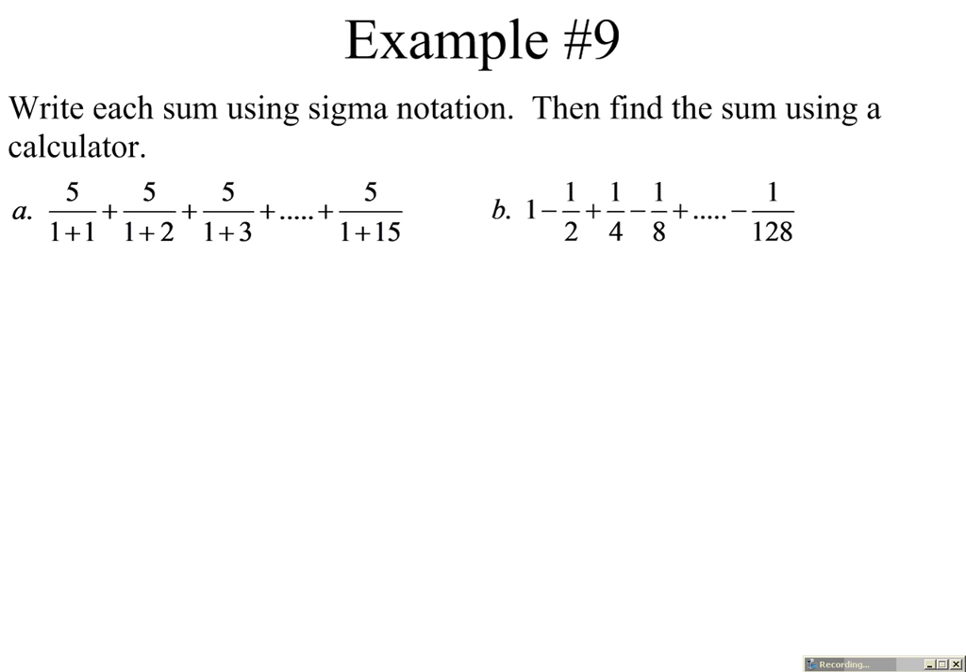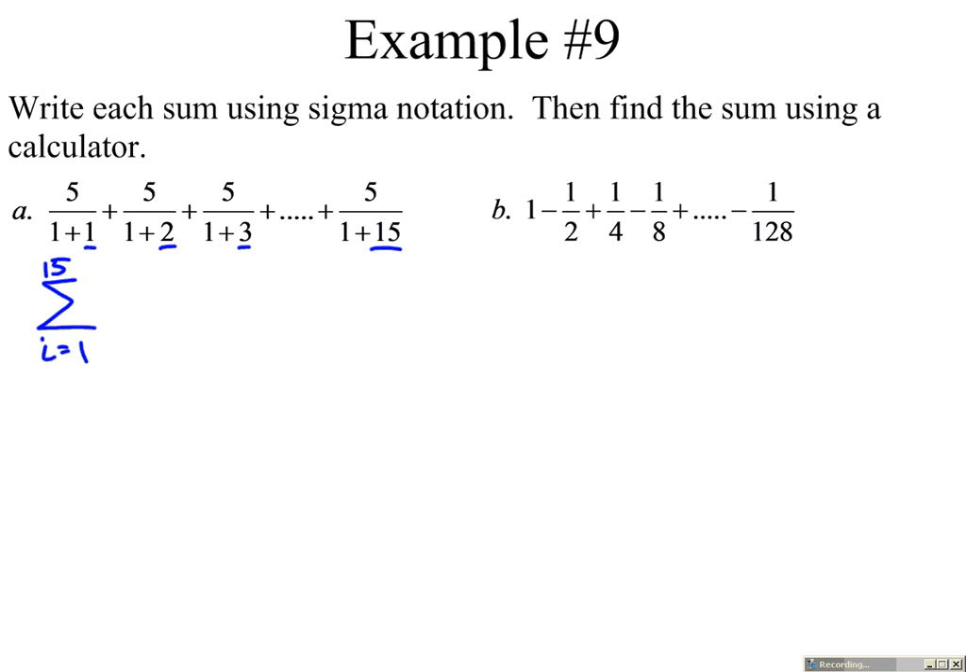Last one, write each sum using sigma notation, then find the sum using a calculator. Okay, so we need to look at this and come up with, first of all, how many terms? Well, we see the only thing changing is this value in each term right here. Starts at 1, goes up to 15. There's our upper and lower bounds.